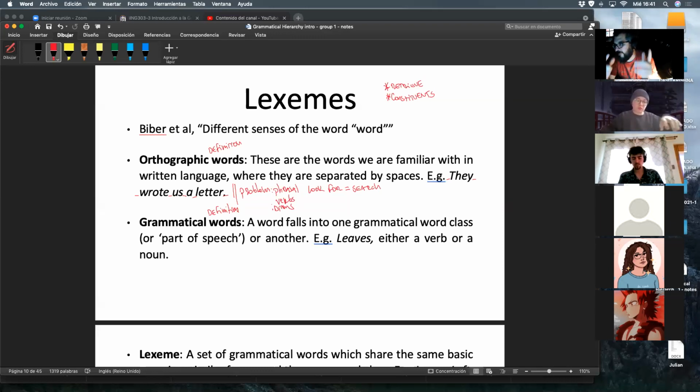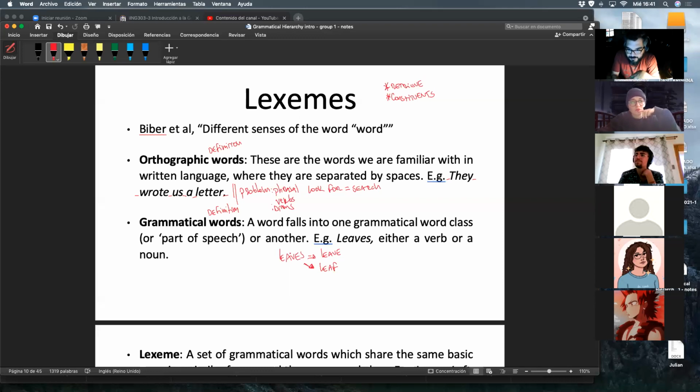So for example, then we have leaves. Leaves is interesting because it can be the third person singular, present simple of the verb to leave, right? Or it can be the plural form of the noun leaf, right?